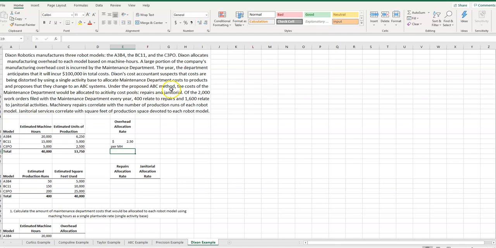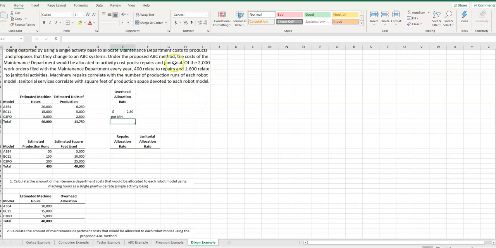Under our proposed activity-based system, we're going to have 2 activity cost pools, repairs and janitorial services. We have 2,000 work orders filed with maintenance every year. 400 are related to repairs and 1,600 relate to janitorial services. So the first thing that we have to do to calculate our overhead allocation rates is determine how much of this $100,000 goes to each cost pool.